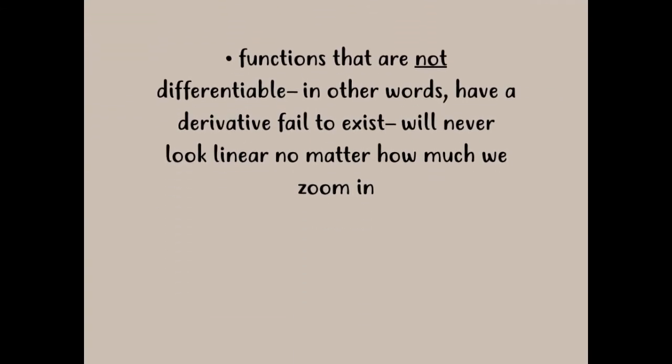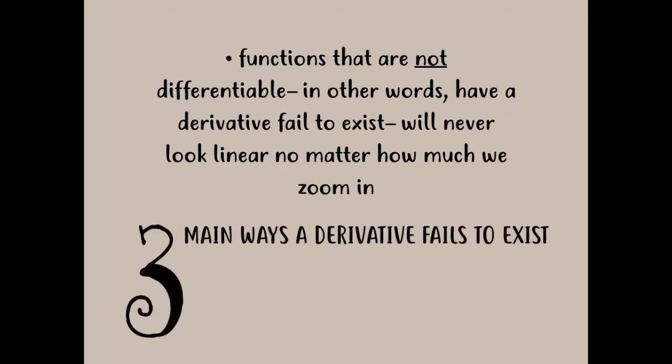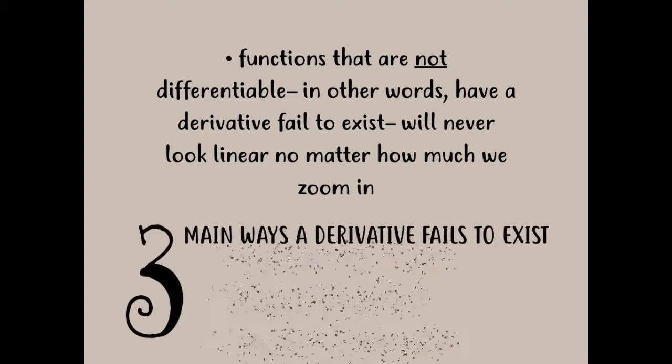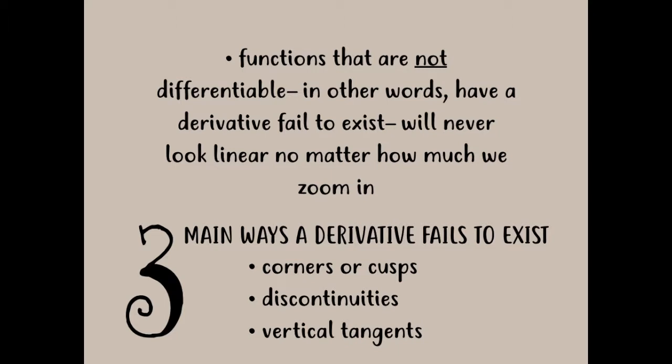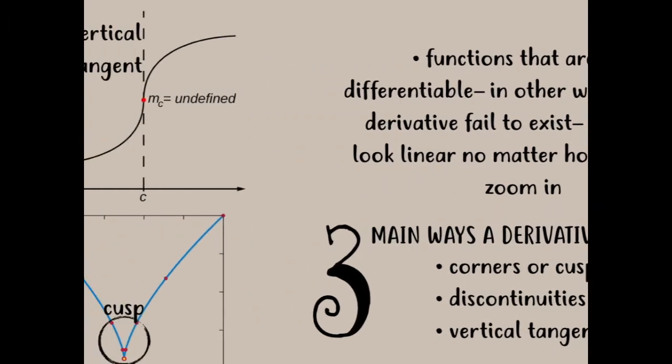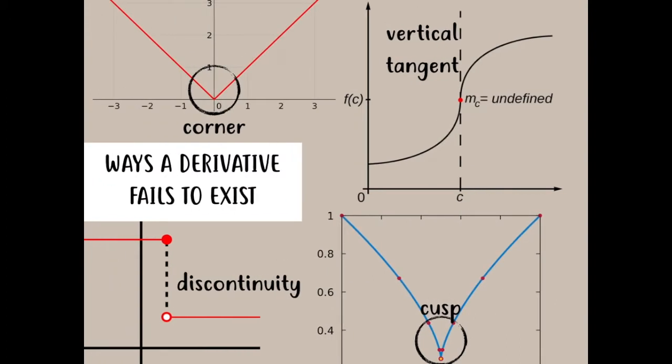Functions that are not differentiable, in other words have a derivative that fails to exist, will never look linear no matter how much we zoom in. There are three main ways a derivative fails to exist. It can have sharp points, such as corners or cusps, discontinuities, or vertical tangents. Here are some visuals that show how a derivative can fail to exist.